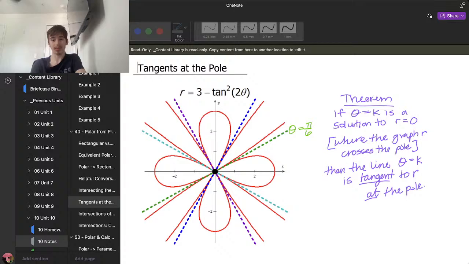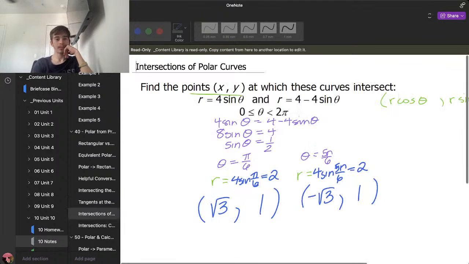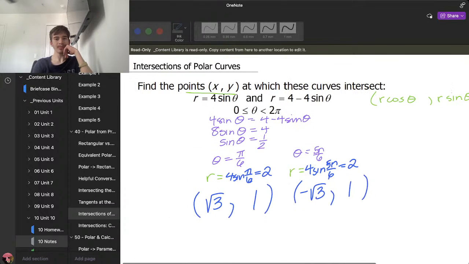Tangents, an important theorem, kind of implied. If theta equals k is the solution to r equals 0, then the line theta equals k is tangent at the pole. Easy.